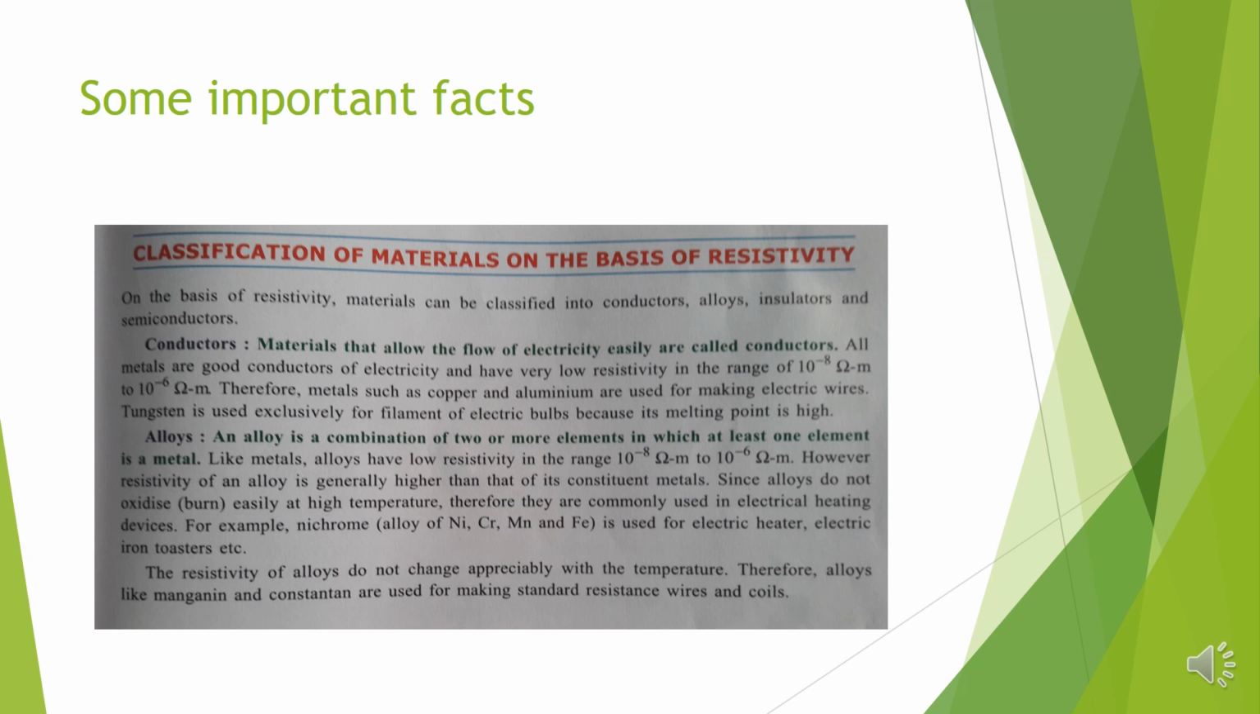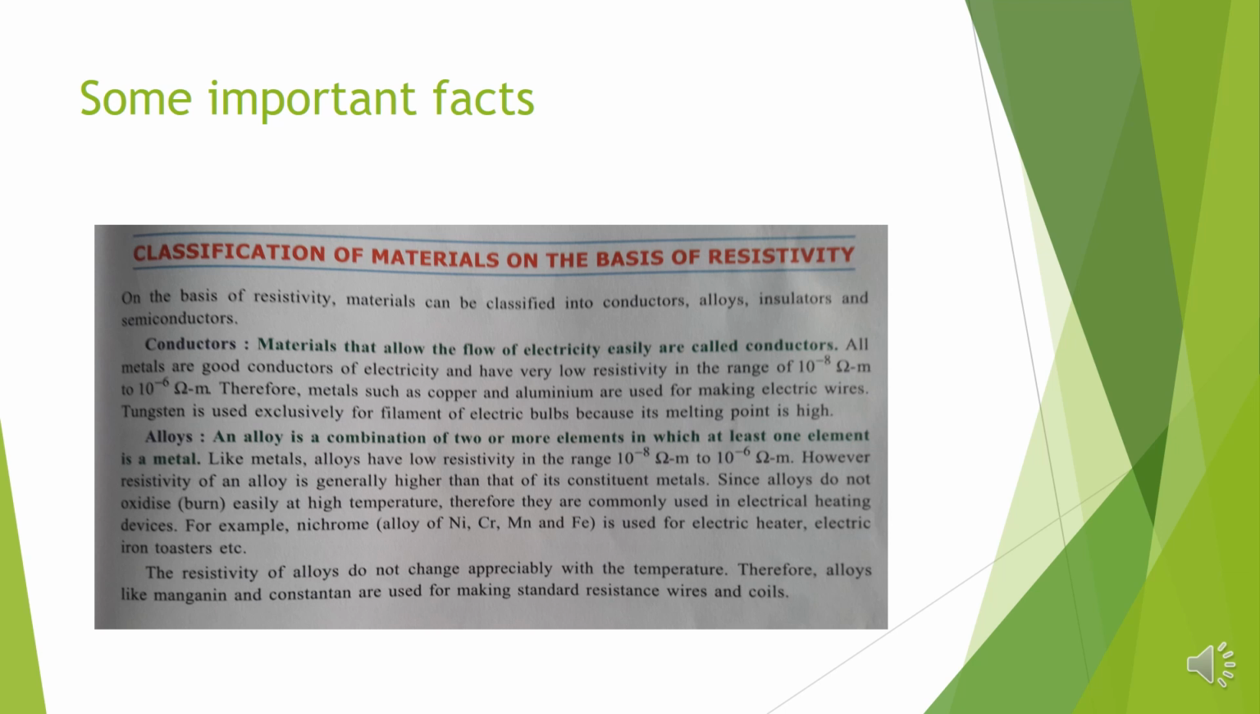On the basis of resistivity, as soon as you get the table, I told you that 10 to the power minus 6, minus 8, minus 7, these are good conductors. They allow electricity to flow through them. So most of the metals, copper, aluminum, gold, silver, are good conductors. So they are used as wires to carry electrical current. And then alloys. An alloy is a combination of two or more elements in which at least one element is a metal. Remember the definition.